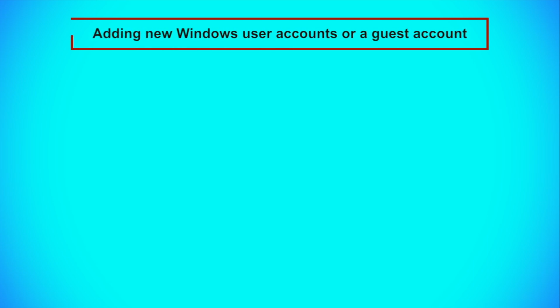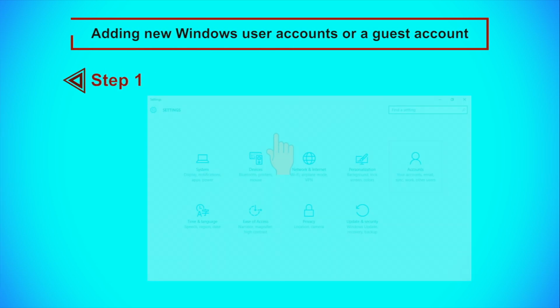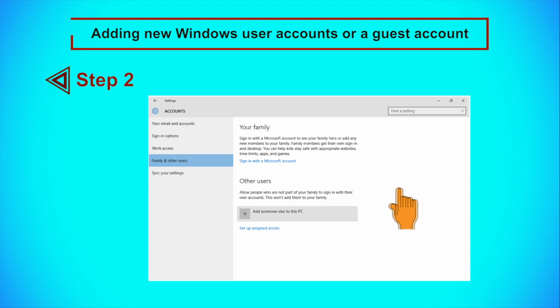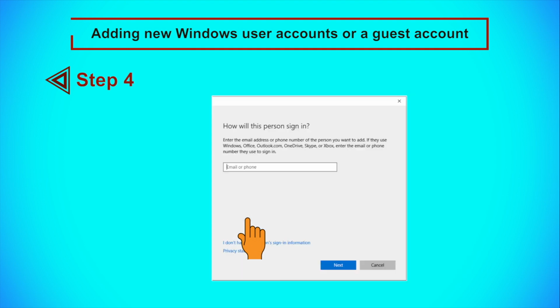Now let us see how to add new Windows user accounts or a guest account. Step 1. Select Accounts through your settings menu. Step 2. Select the Family and Other Users tab on the left side of the account settings window. Step 3. Click the plus sign next to Add someone else to this PC under Other Users. Step 4. Through the following window, click on the I don't have this person's sign-in information link.